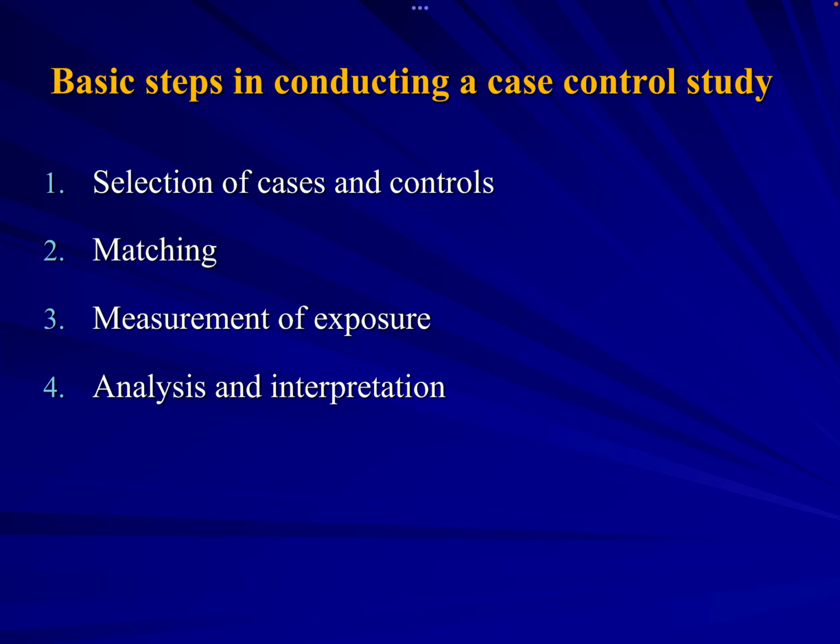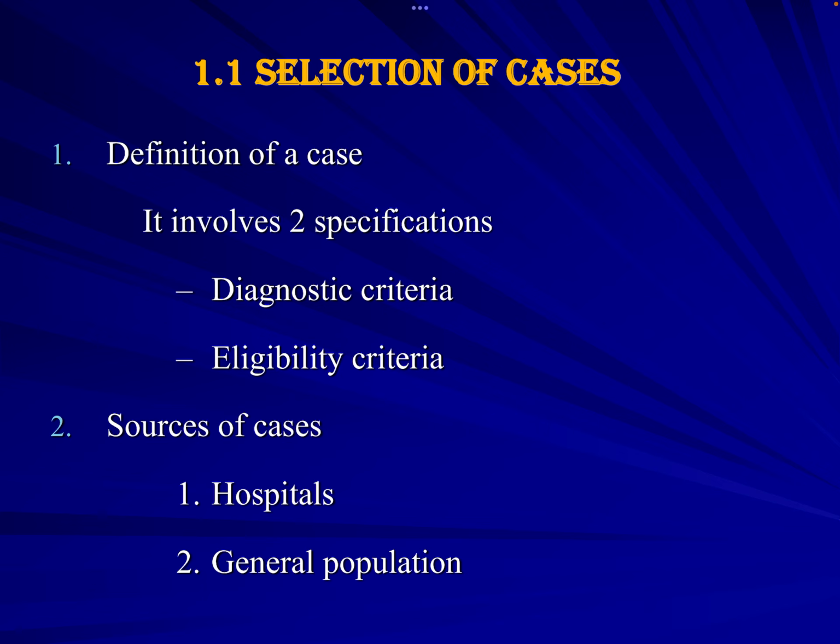So what are the basic steps in conducting a case control study? There are 4 steps. First is selection of cases and controls. Second is matching. Third is measurement of exposure. And fourth is analysis and interpretation. So coming to selection of cases. First you have to define a case. It involves 2 specifications, diagnostic criteria and eligibility criteria.